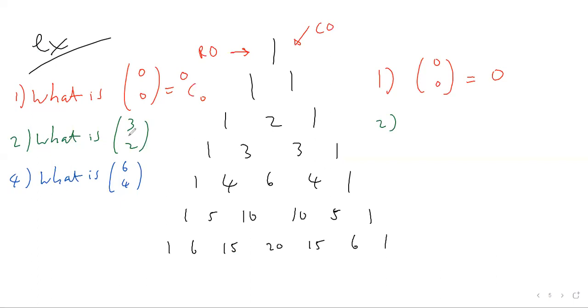How about example number 2? So what is 3, 2? So what is 3C2? What number is that in Pascal's triangle? So we're going to go to row 3. Okay, that's row 0. This is row 1. This is row 2. This is row 3. So this row here, this fourth row, is actually called row 3, and we want column 2.